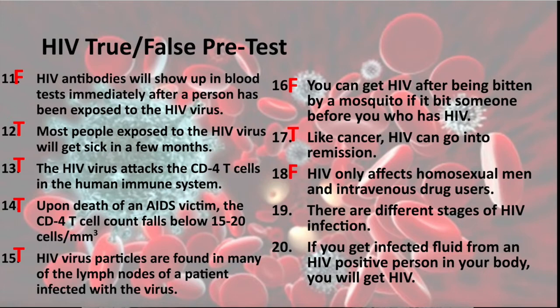Number 19, there are different stages of HIV infection. That is true. At number 20, if you get infected fluid from an HIV positive person in your body, you will get HIV. That is false. It's not guaranteed, but it just does increase your chances a lot.